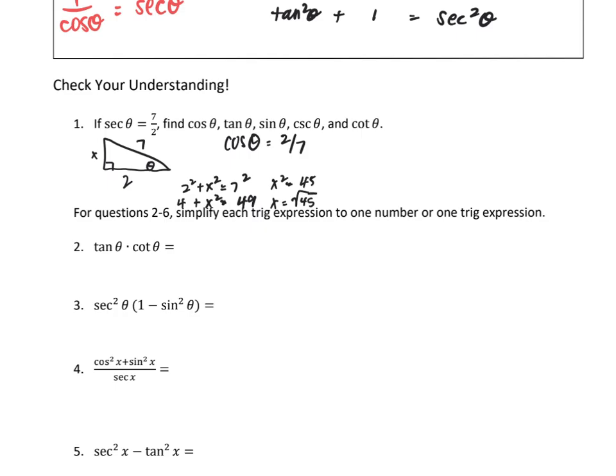And we're going with the positive value since this is a length. You can't have a negative length. This is going to be positive root 45. And then now it's easy to get those other trig values. So tangent of theta would be root 45 over 2. You know what? Let's simplify root 45.